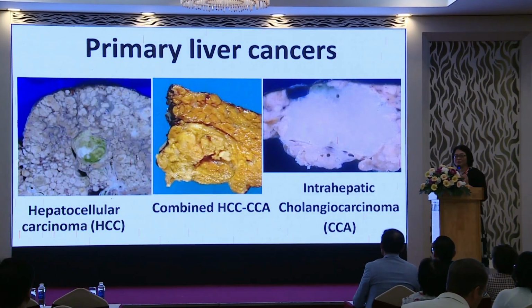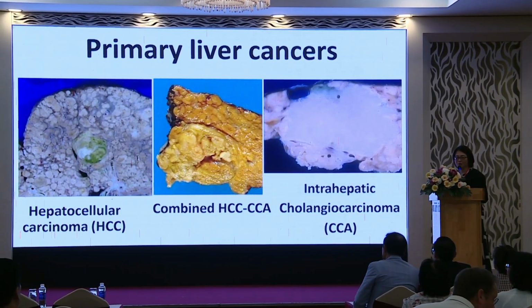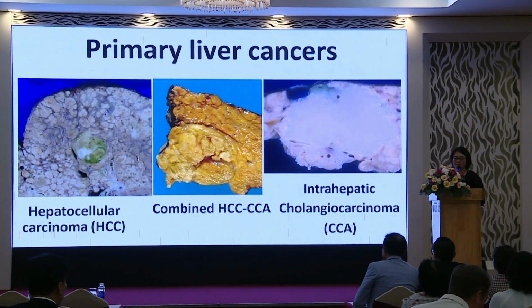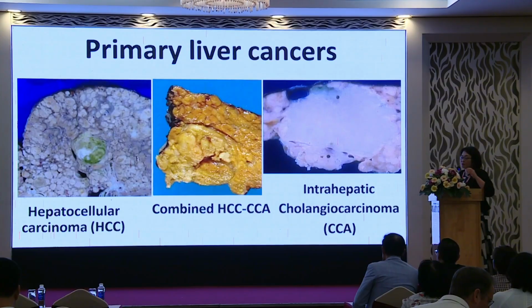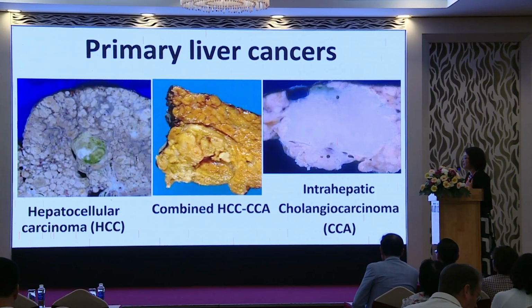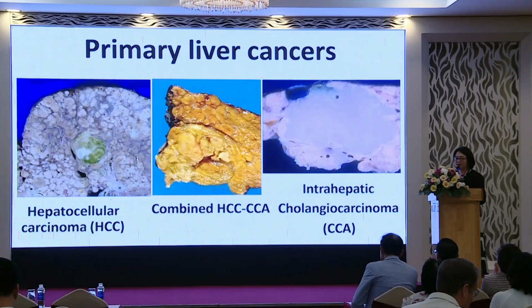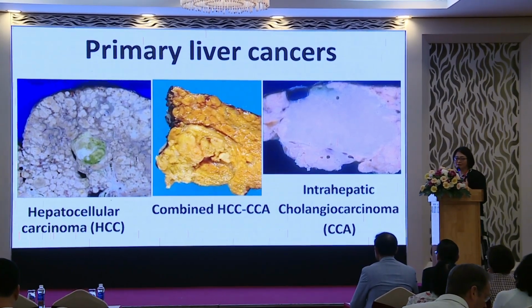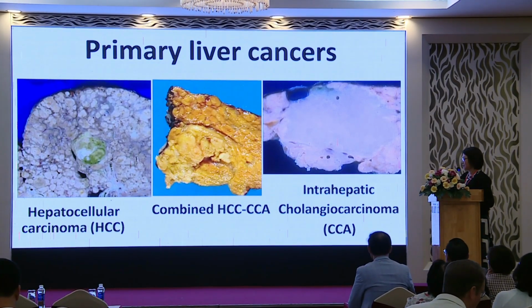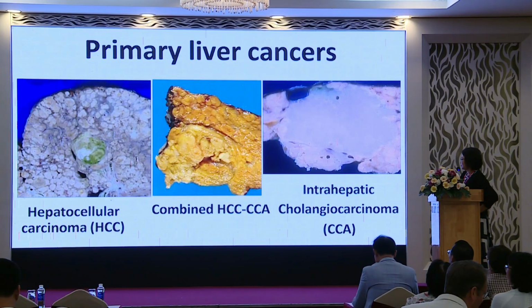So, the primary liver cancers are mainly composed of three different subtypes, namely hepatocellular carcinoma, intrahepatic cholangiocarcinoma, and combined HCC and CCA. And as you know, intrahepatic cholangiocarcinoma is the most aggressive phenotype compared to the other two subtypes. And so the distinction of these tumors is very important.